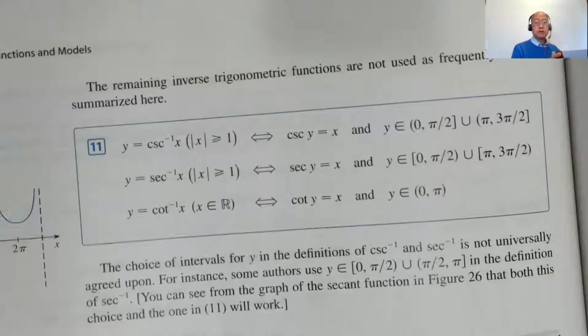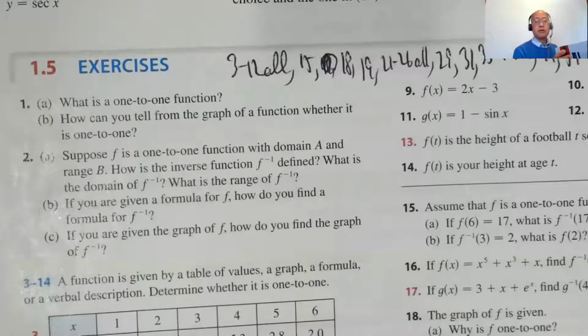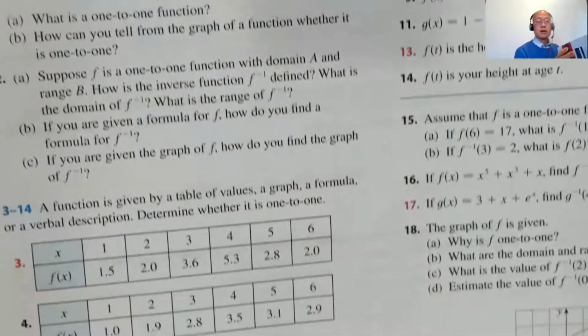This is section 1.5. So we have all these problems to do, page 66, all the way up to problem 72. So let me show that to you for those of you who don't have the book and aren't getting it.